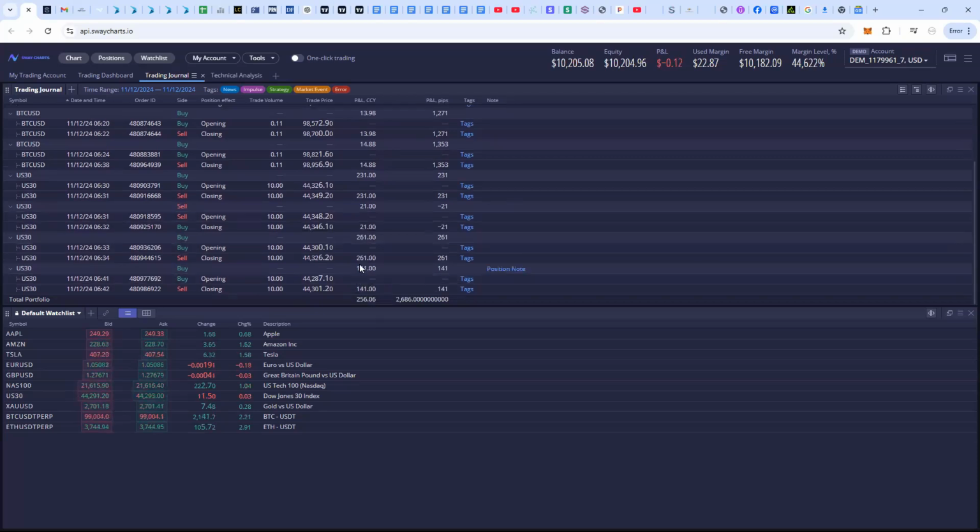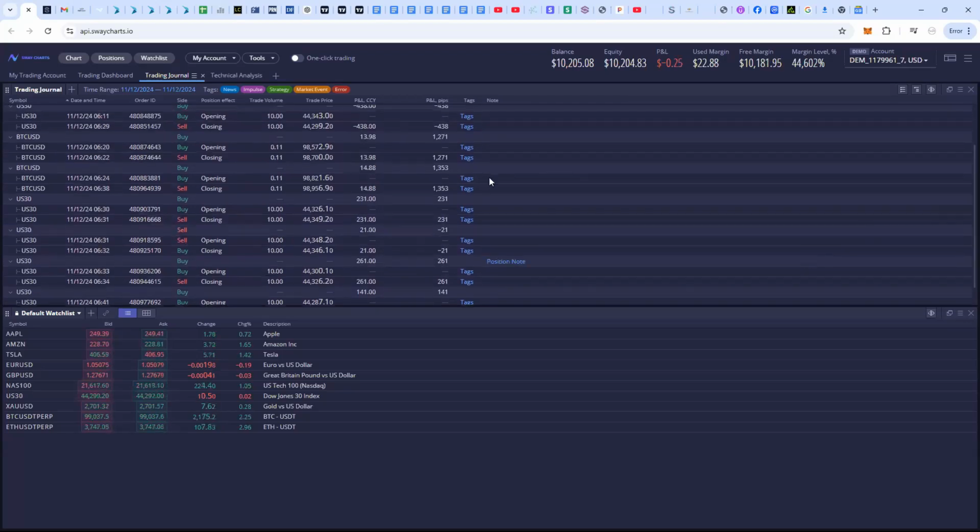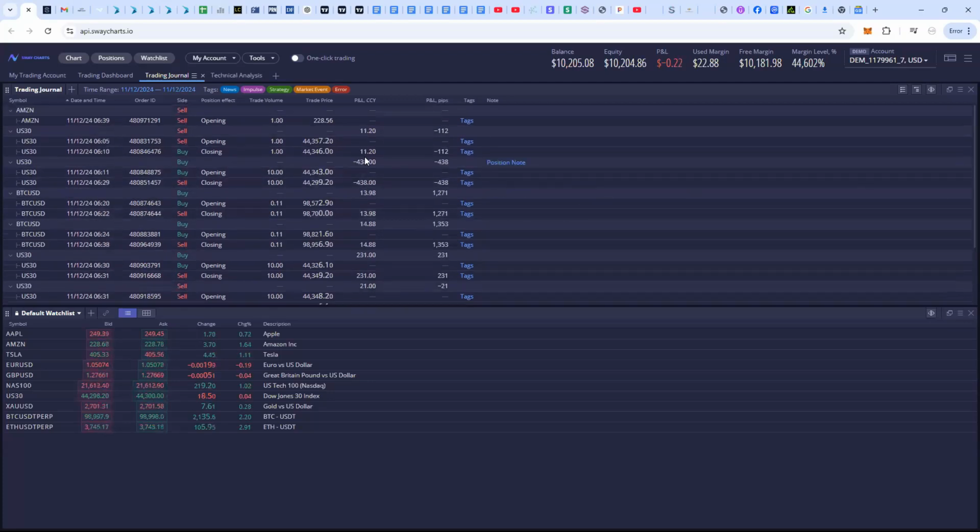Look, a win right here, 141. A win right here, 261. A win right here, 231. That's how you get to the $700. Then we have right here, $15 win, $21 won. That's how $700 is. This trade was a trade we put in just to show you guys on a video. This is the only trade that lost, and this is a trade, look, that happened at 611.